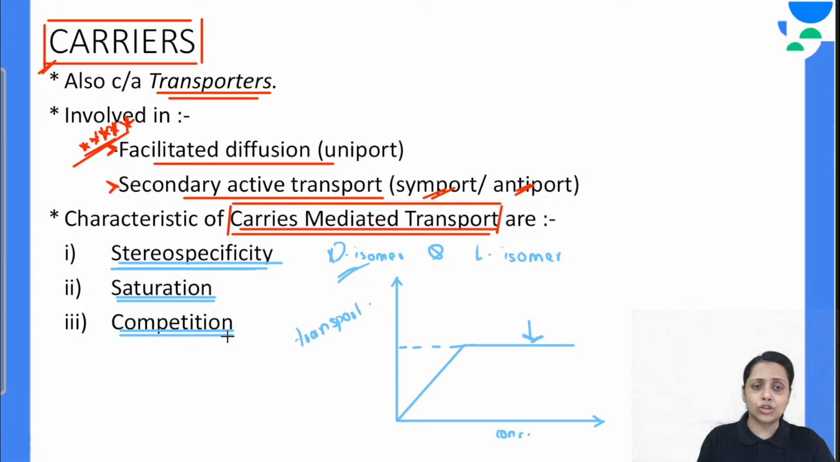They will show this competition also. All the carrier mediated transport will show these three characteristic features: stereospecificity, saturation, and competition. And do remember, these carriers are involved in facilitated diffusion as well as secondary active transport, that is both symport as well as antiport. Is this clear?